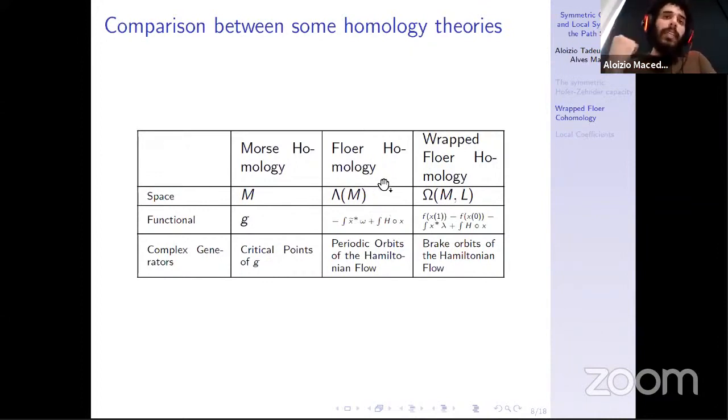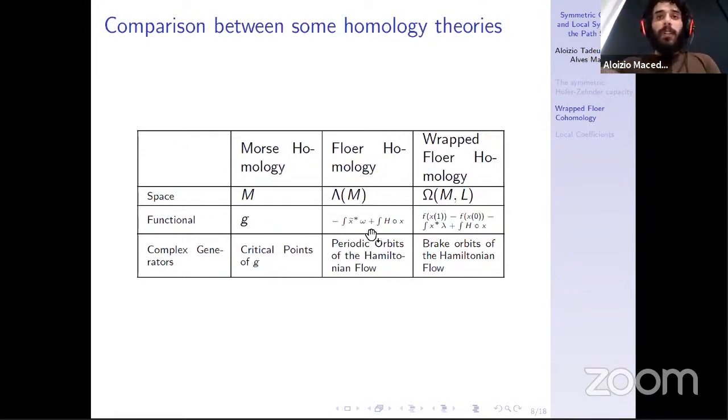For Floer homology, instead of the manifold, we pick the free loop space of the manifold. And our functional is given by this. This is related to the symplectic form, and this is the part of the Hamiltonian. Here I'm picking a capping disk, and in order not to enter into much detail, I'm assuming that the manifold is very well behaved, it's spherical, it has Chern class 0, etc. The chain complex generators will be the periodic orbits of the Hamiltonian flow.